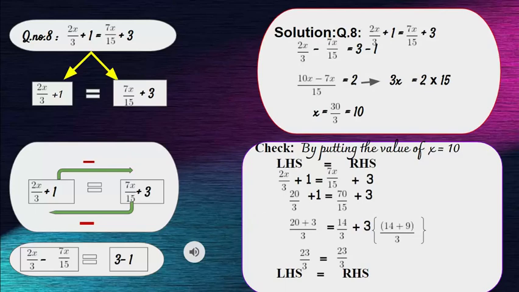RHS also we got 23 upon 3. So we got LHS is equal to RHS. So our answer is right.